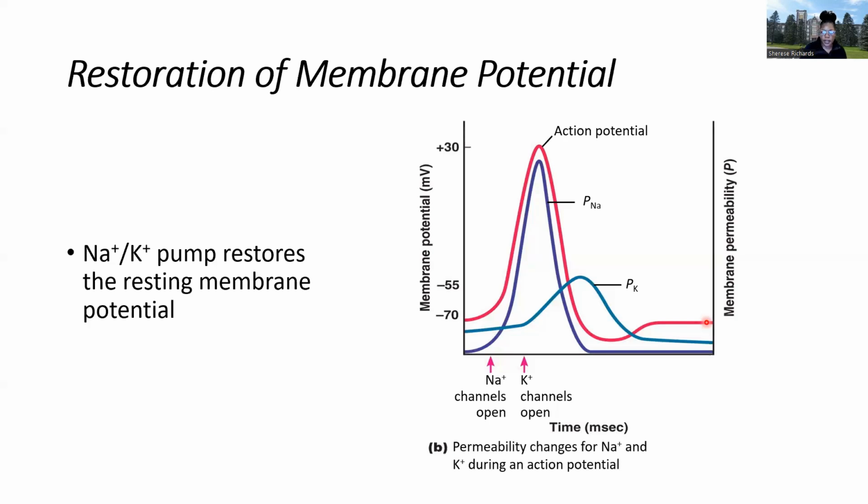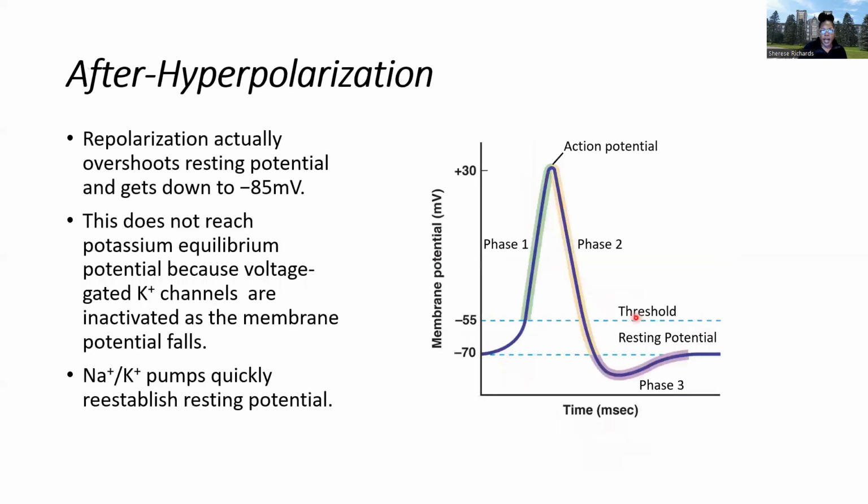All right. Okay. So let's go ahead. I think this is reiterating the same idea. We get back to -85 because potassium is slightly moving, trying to get to its equilibrium potential. And then the sodium potassium pumps help to bring us back up to -70, which is closer to our rest.